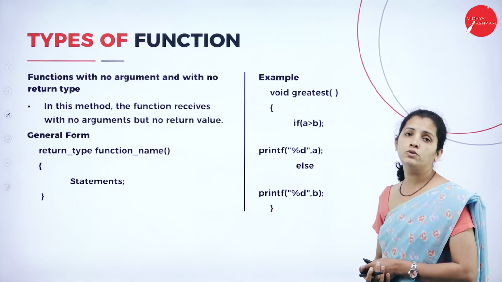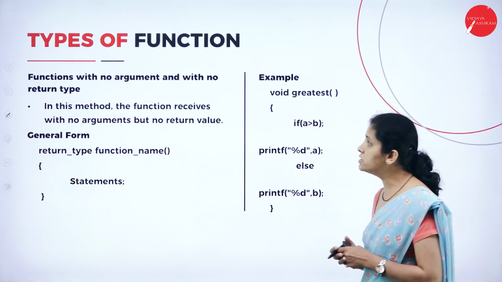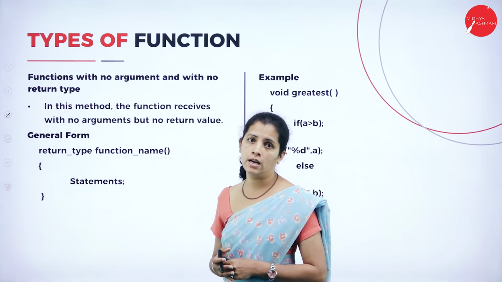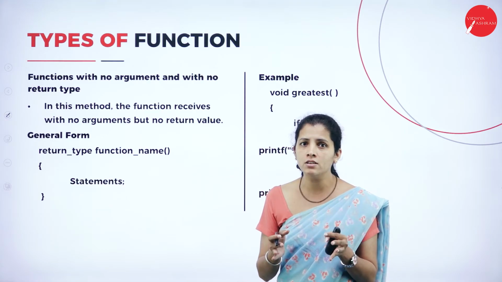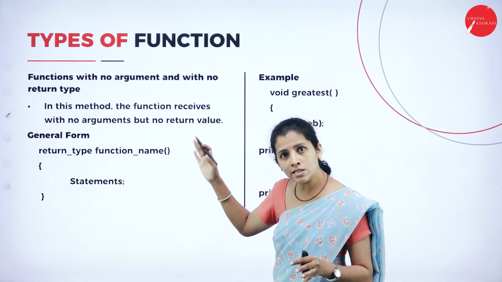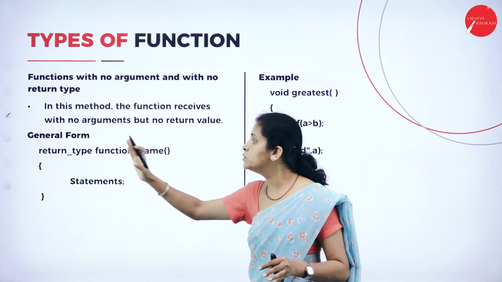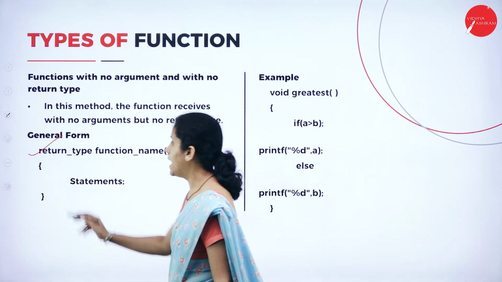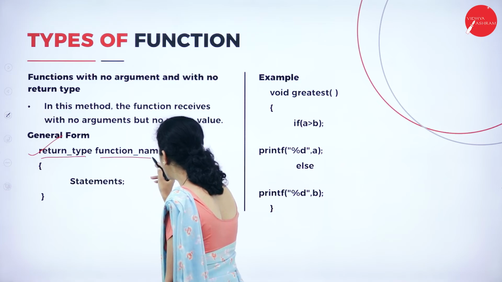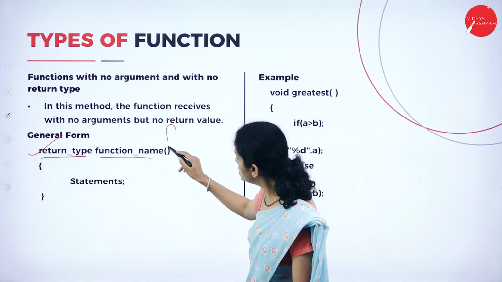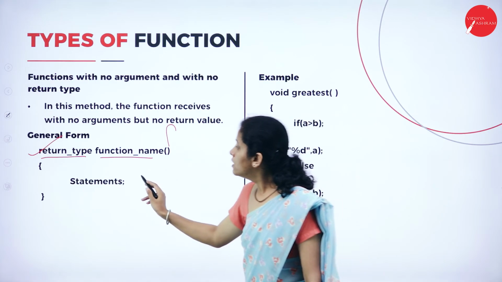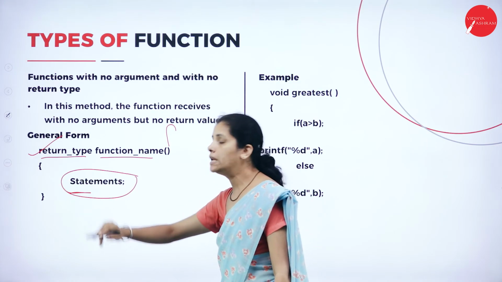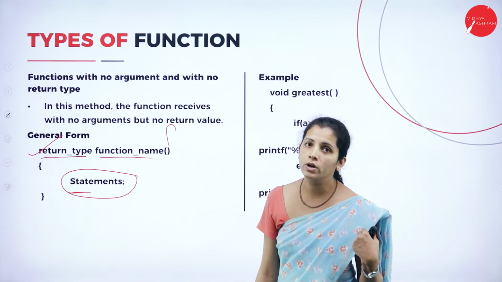And I'm going to find the simple interest, and at the same time, I'm going to display the simple interest. Moving further, I'm going to have my last type of function, that is function with no argument and no return type. That means I'm going to have the function, but I'm not going to receive arguments, and I'm not going to return the value. So, here this is the general form. I have the return type along with the function name, but I'm not going to receive any parameters.